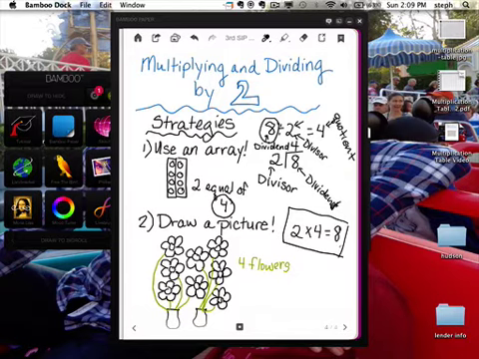So we've worked with this. This is just a reminder, use your strategies, arrays, and drawing a picture. But also do your flashcards at home to memorize.